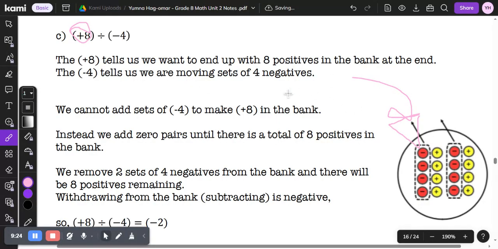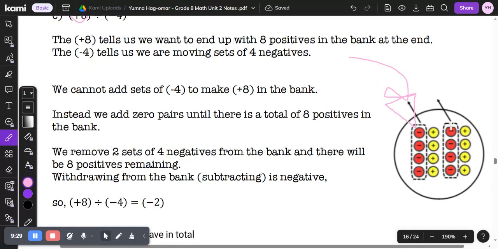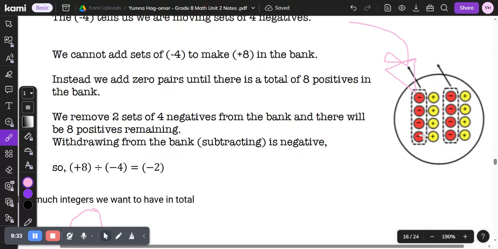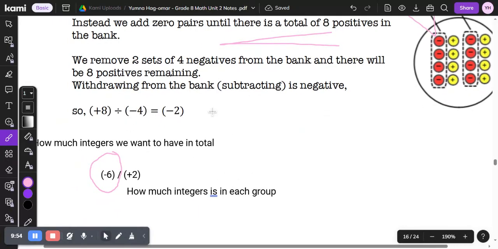The minus 4 tells us we're removing 4 sets of negatives. That means each group has to have negative 4. We cannot add sets of negative 4 to make plus 8 in the bank. Instead, we add 0 pairs, like the minus 6 plus 2 thing, until there is a total of 8 positives in the bank. We remove 2 sets of 4 negatives from the bank, and there will be 8 positives remaining. Withdrawing from the bank is negative. So plus 8 divided by minus 4 equals minus 2.